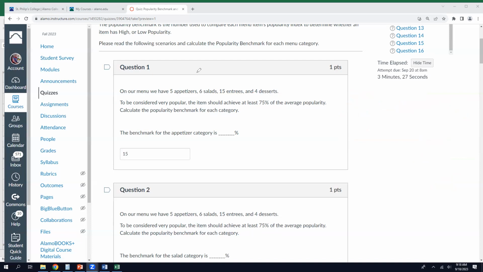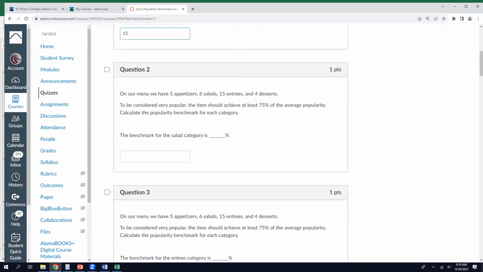Yes. So 100, remember we're looking at 75% of the average popularity. So 100% is our total, right? That's our total. And then we divide by the number. So that is 20%, our average. And then it's asking for 75% of the average, which is times 75%, or times 0.75. Josh, did you have another question? The same question. Okay, yep. So we always start with 100 in this case.